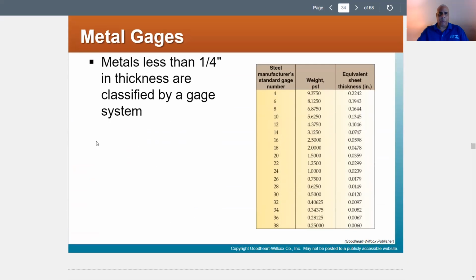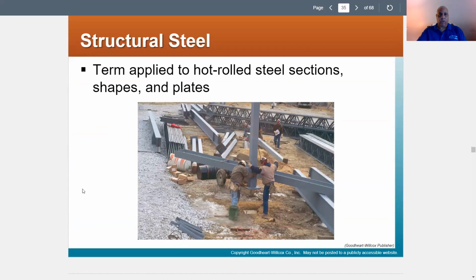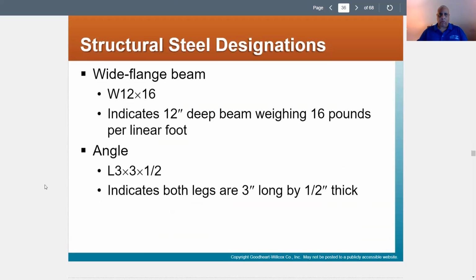Again, metal gauges. Metals less than 1/4 inch in thickness are classified by a gauge system, and you can see it right here. Structural steel. It's a term applied to hot rolled steel sections, shapes, and plates. Structural steel designations. When you have a wide flange beam is what we call a W beam, W12 by 16, which indicates 12 inches deep, and the beam weighs 16 pounds per linear foot.